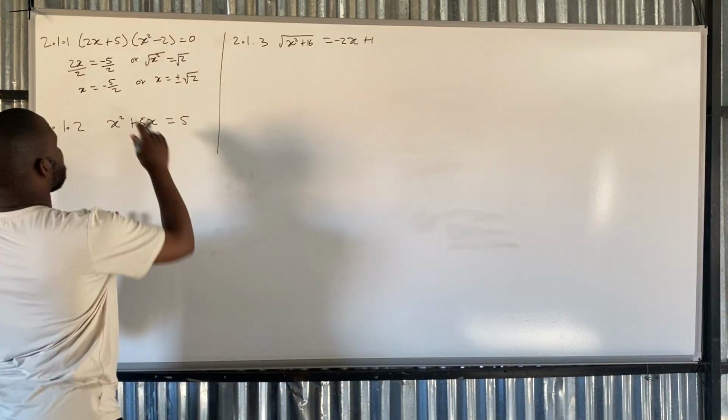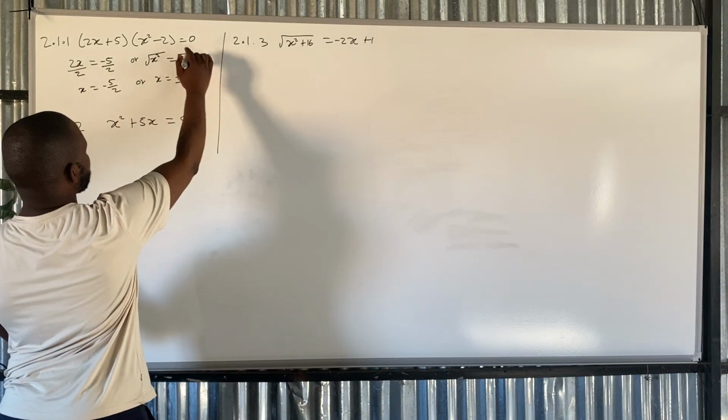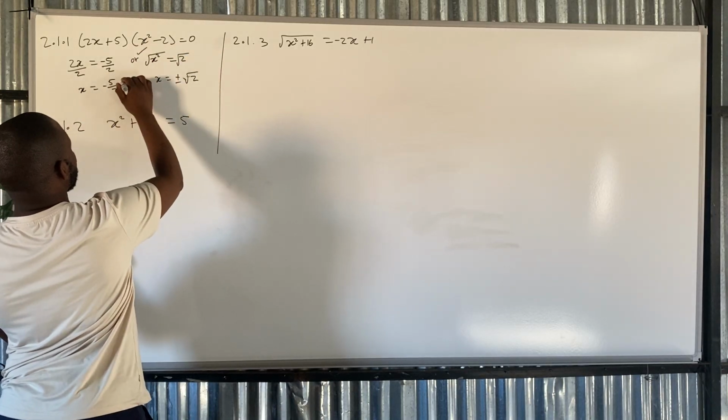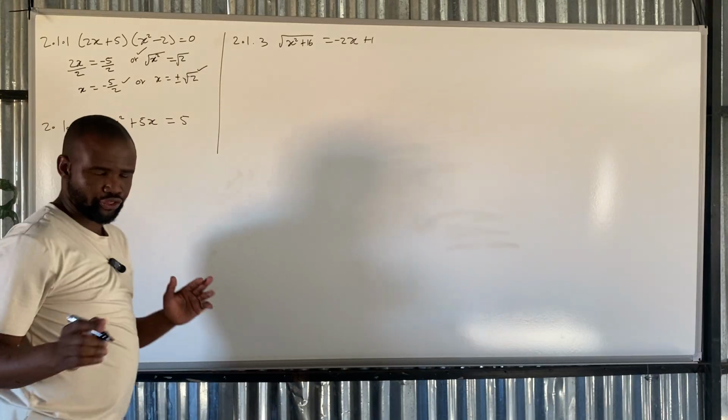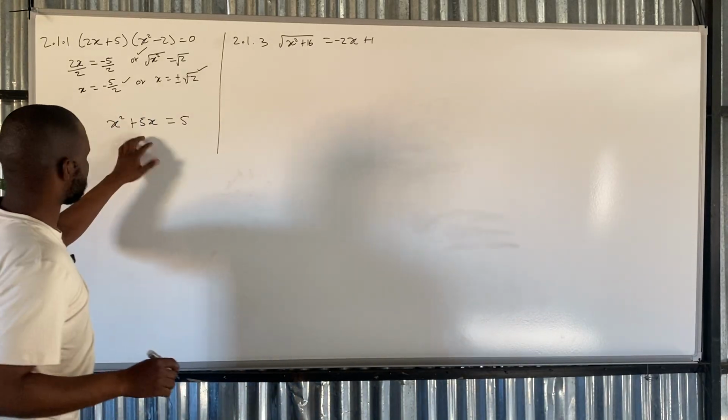This was basically how many marks? It was 3 marks. So 1 mark for these two, and then another mark for this, and then you get your 3 marks.